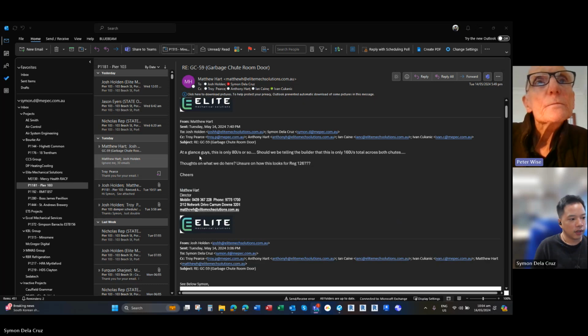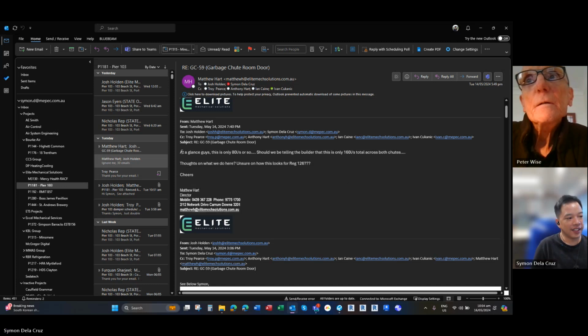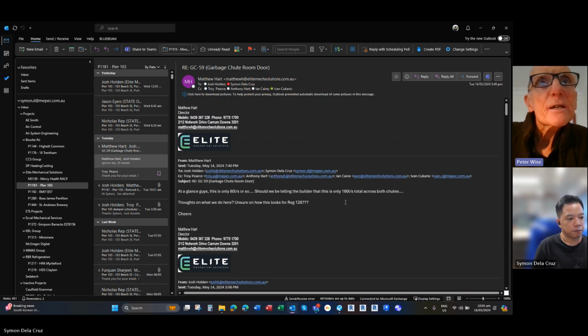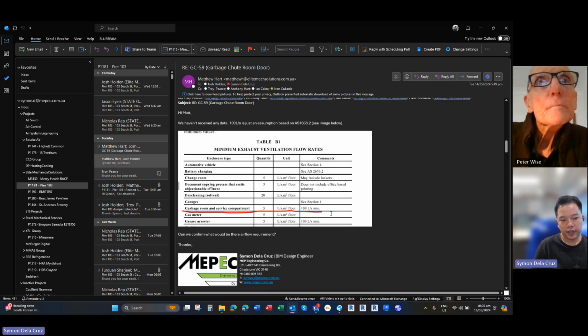So where did the idea come from? The idea came from the contractor. Look, this is their comment: at a glance, this is only 80 litres a second. Should we be telling the builder that this is 180 across both chutes? Thoughts on what we do here? Unsure how this looks for Reg 126. But the code says you need 100 minimum, does it? Yep, the code says 100.